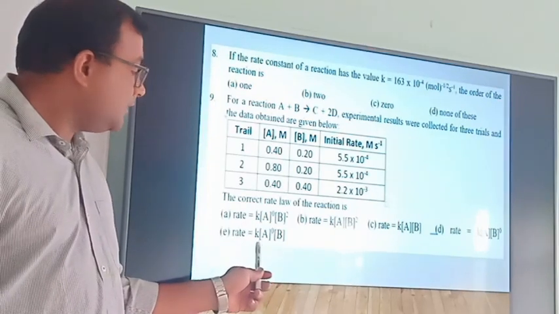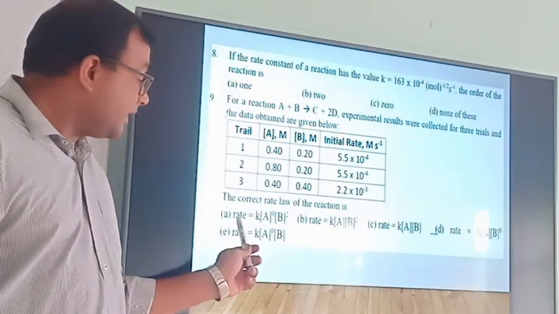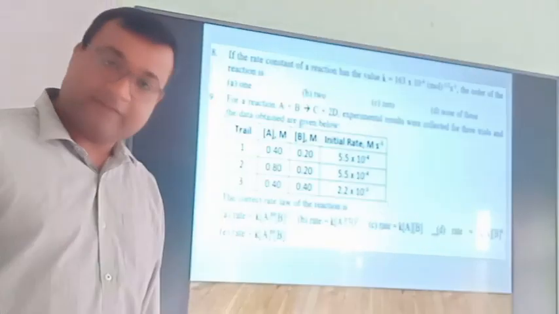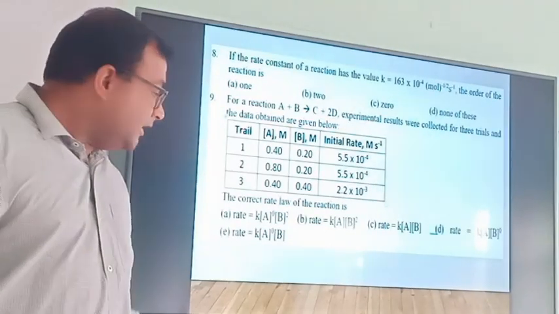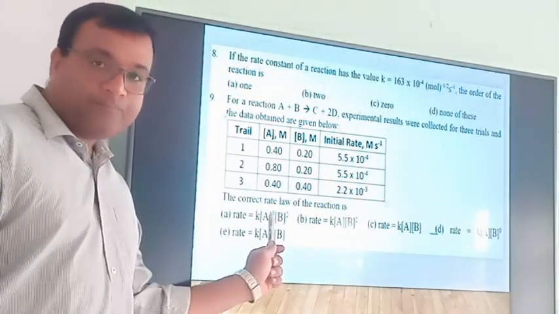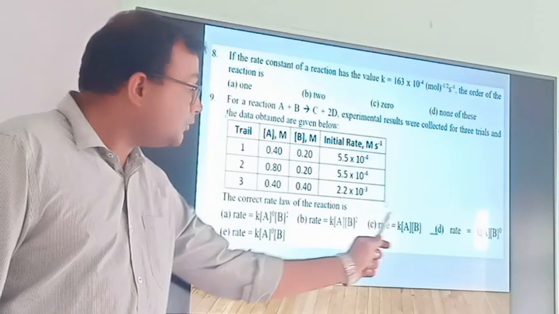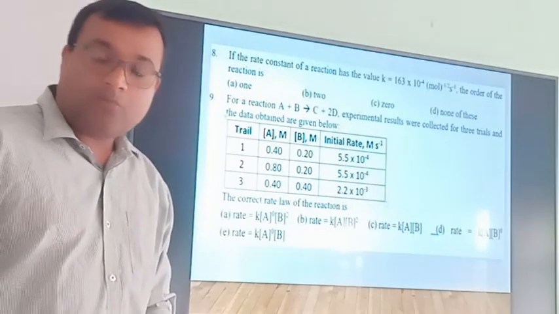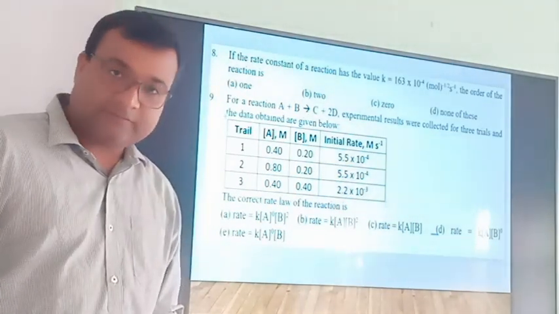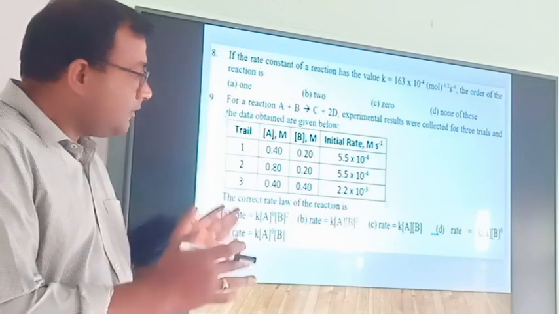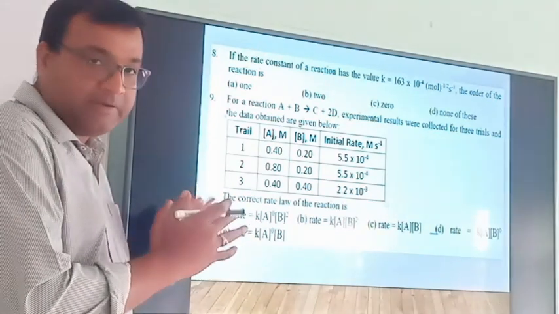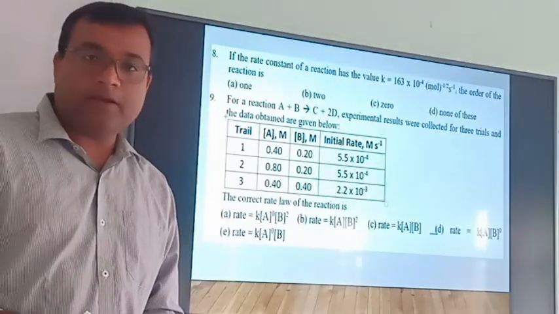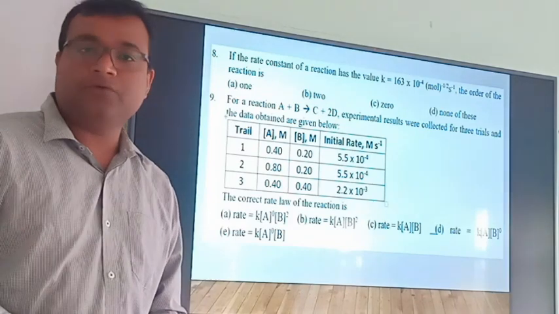And the question is, the correct rate law for the reaction. Five options are given. In each option, rate is equal to K into A into B. Molar concentration of A and B is the same everywhere. The only change is the powers, 0, 1, 1, 1, 1, 0, 0, 1. Now, which one is the correct option for the data given? By using this experimental data, we need to find the correct option. We are going to calculate what the powers and the order will be.